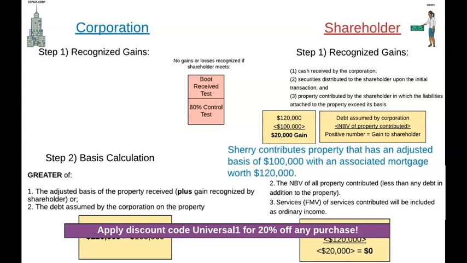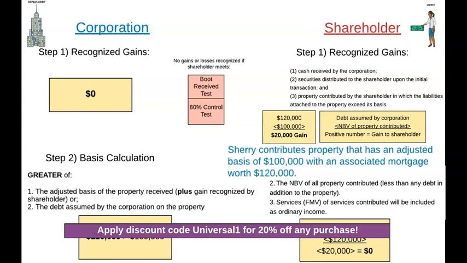So assuming in this scenario, in exchange for this property, the final result will be a $120,000 basis to the C Corp, a $0 gain to the C Corp, and now we've got a $0 basis to the shareholder. So Sherry, the shareholder, will be taxed on a $20,000 gain because now the company is paying off the debt on her behalf. So $120,000 basis to the C Corp, $0 gain to the C Corp, $0 basis to the shareholder, and a $20,000 gain to the shareholder.